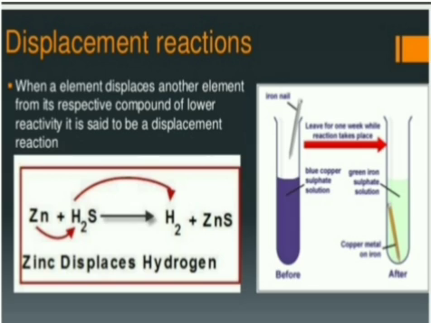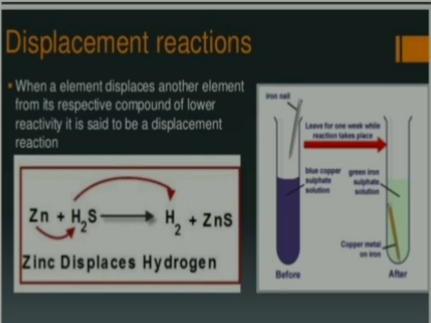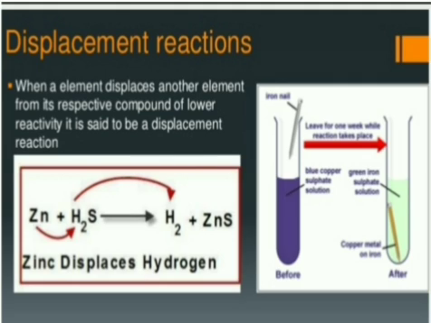When an element displaces another element from its compound, such reactions are called displacement reactions. When an element displaces another element of lower reactivity from its compound, it is said to be a displacement reaction. For example, when zinc metal is treated with hydrogen sulfide gas, hydrogen gas is produced and zinc sulfate is formed.